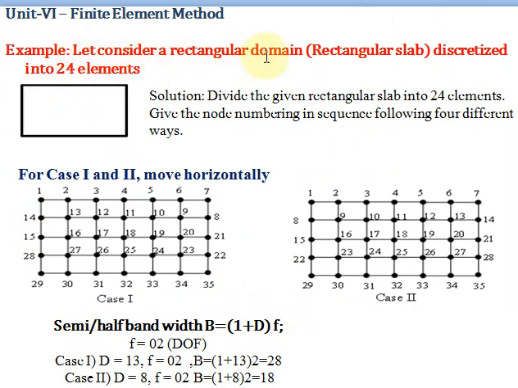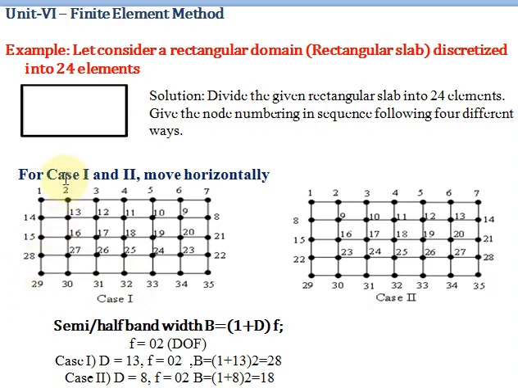Let us consider a rectangular domain, that is a rectangular slab, discretized into 24 elements. Here a rectangular slab is given as a domain, and you have to discretize it into 24 elements, that means divide the given rectangular slab into 24 elements. Give the node numbering in sequence following 4 different ways. Here the node numbering is given in the 4 different ways.